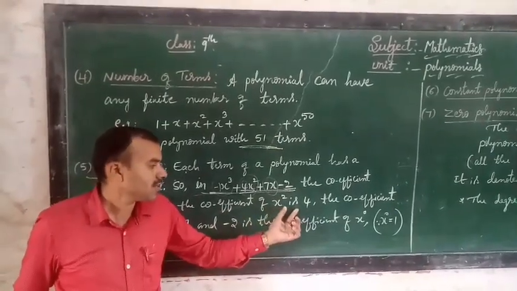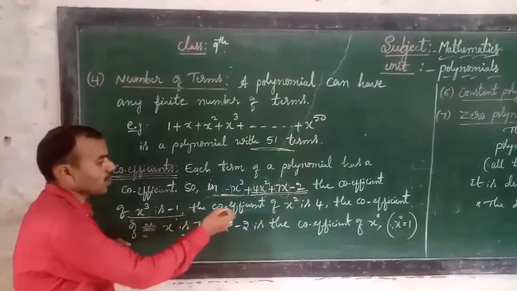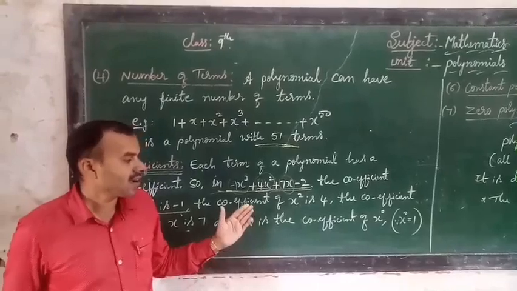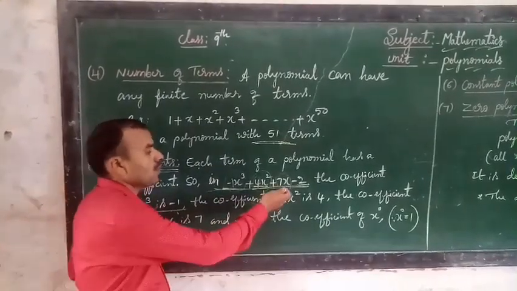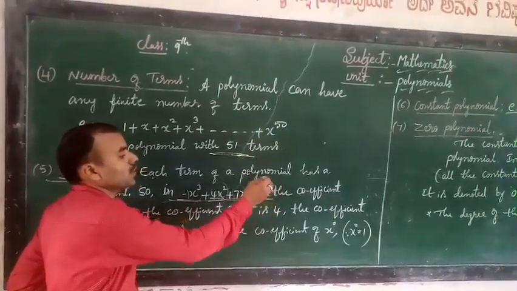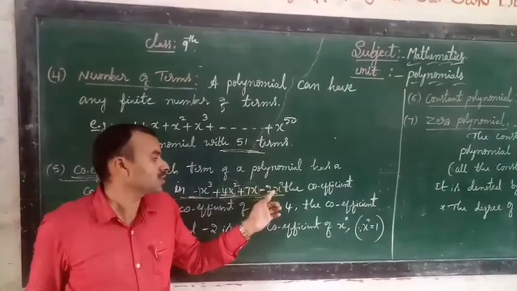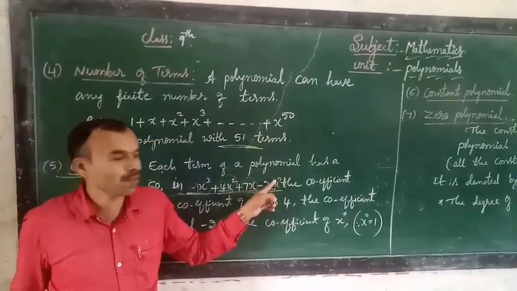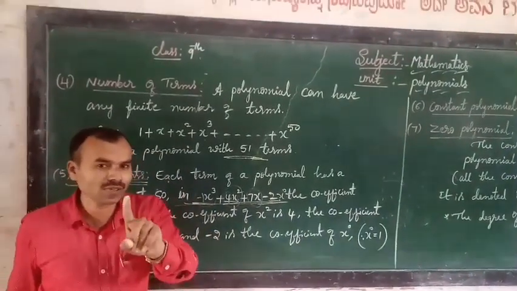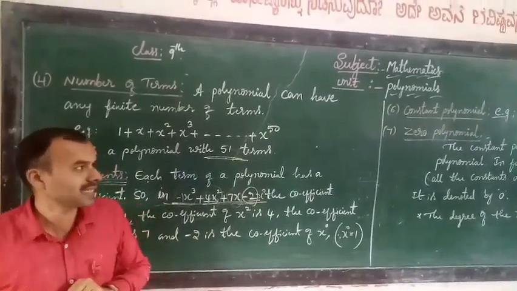Coefficient of x square is 4. The coefficient of x is 7. Minus 2 is the constant. So the coefficient of x to the power of 0 is minus 2. x to the power of 0 is equal to 1. Any number raised to the power of 0, its value is 1. So you can say minus 2 is constant.